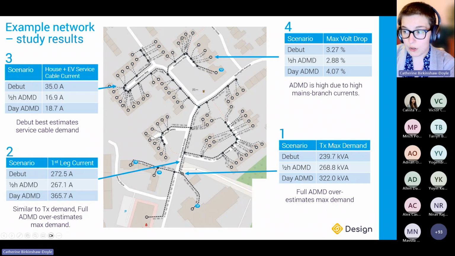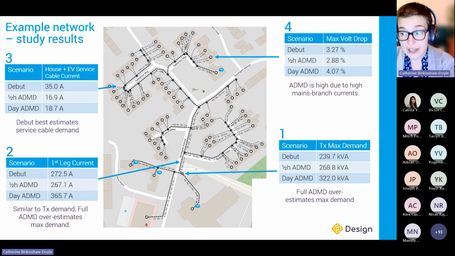So what does this essentially mean? What's the takeaway from this? Well, if you're a network planner and you wanted to add some new EVs or DERs to this network, if you were looking at this with the ADMD approach, it would say that the transformers are already overloaded. You can't fit any more EVs on this network.